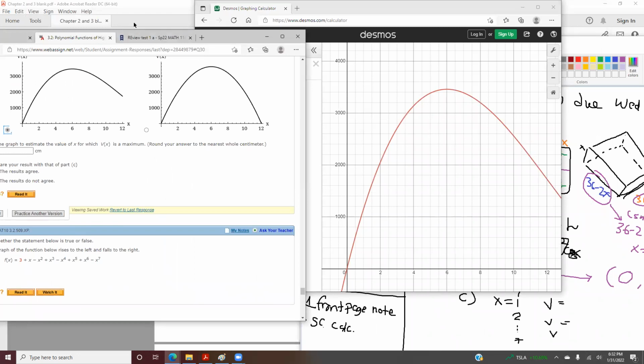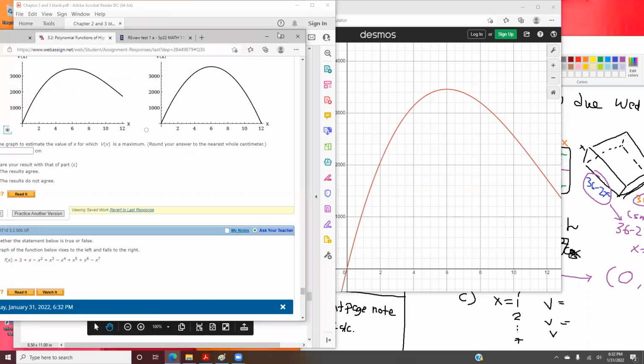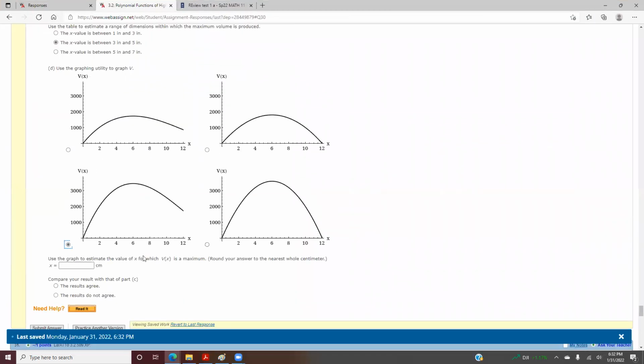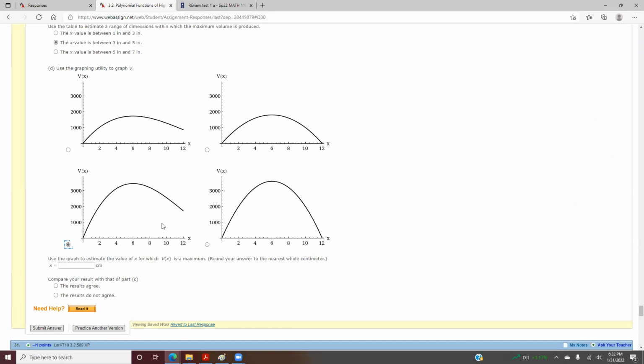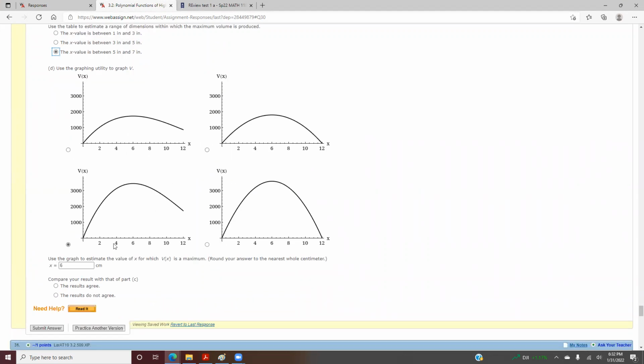And then you have to use this graph to figure out what is the maximum. So if you look at this graph, the maximum is somewhere around 6. So this is around here. And the result in part C, you say the maximum is between, oops, sorry, I got it wrong. It should be 5 and 7. So that's the reason why it is 6. So that's why the answer in this case does agree.